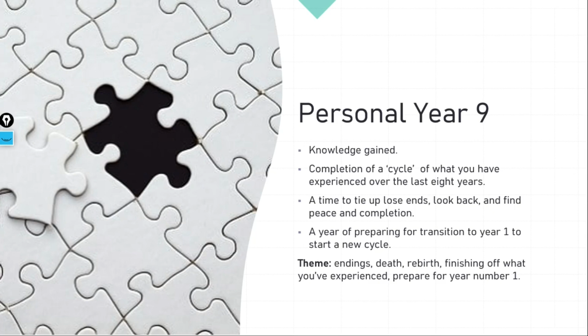This is a year to tie up loose ends, to look back, to find peace and completion, especially peace. It's something that I really want to emphasize, because in terms of numerology, this is the end of the cycle. It goes from numbers 1 to 9. So 9 is like our highest level number and the number of finality. This is it. This is the final phase. So this is a great year as well. It's also a year for preparing to transition into a new cycle.